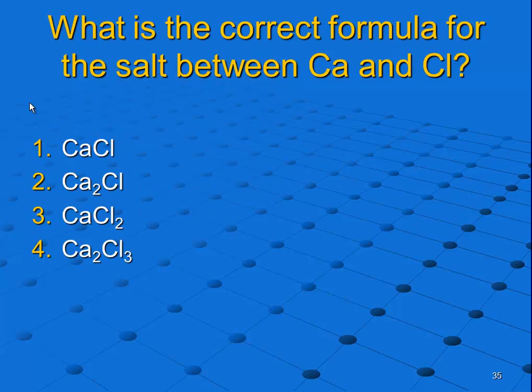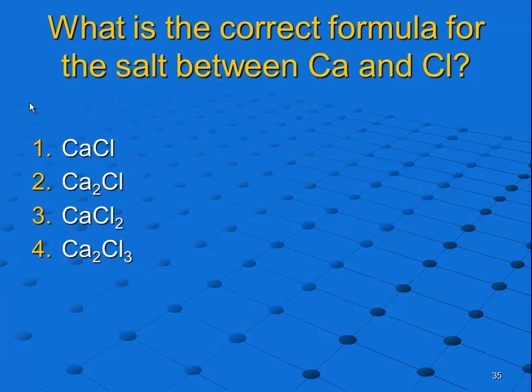Now if we were in class, I'd ask you to do some clickers right now. So we can do this. Just take out a piece of paper, write down the answer rather than doing your clicker. But I can ask you, what is the correct formula for the salt between calcium and chloride? Notice I'm saying it's a salt.